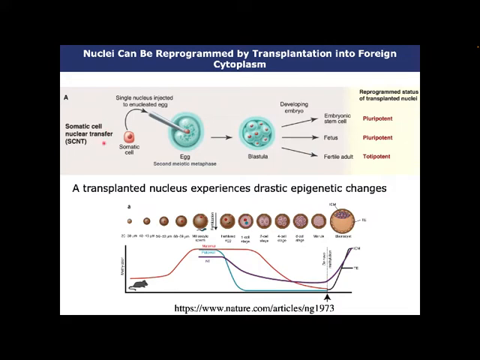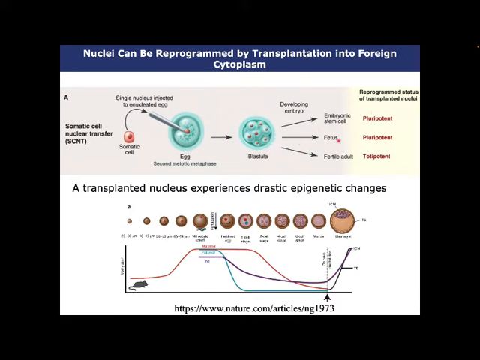The concept of nuclear transfer is that if we transfer somatic cells into an enucleated egg, after removing the egg's own nucleus, this egg can develop normally to blastula and sometimes to embryonic stem cells, and these embryonic stem cells are pluripotent.